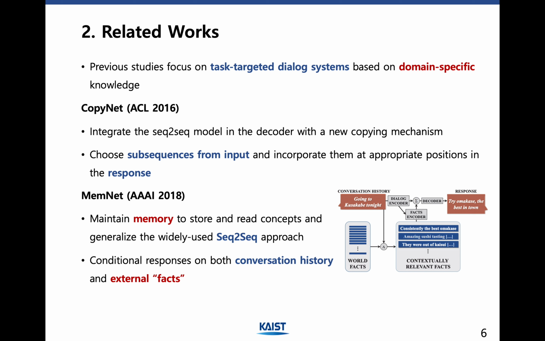Lots of previous studies using knowledge graphs focus on task-targeted dialogue systems based on domain-specific knowledge. For instance, CopyNet integrates the sequence-to-sequence model in the decoder with a new copying mechanism and chooses subsequences from input and incorporates them at appropriate positions in the response. MemNet maintains memory to store and read concepts and generalize the widely used sequence-to-sequence approach. It generates conditional responses on both conversation history and external facts.